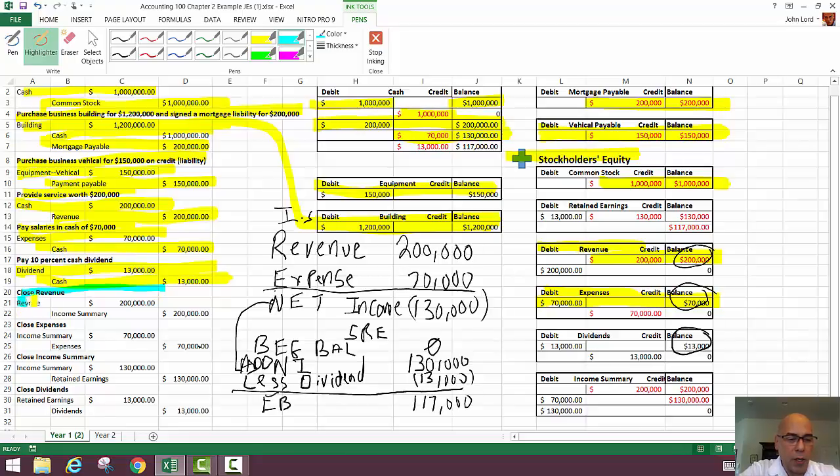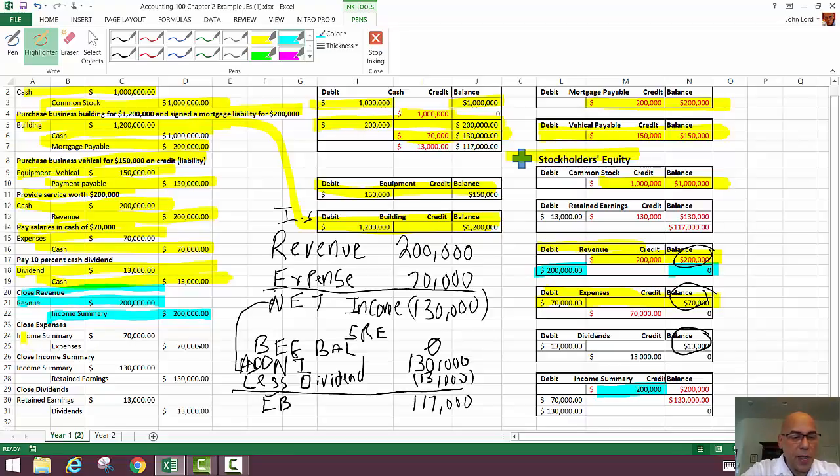I go ahead, I debit revenue for $200,000 since it had a balance of $200,000. Now it is closed. It's 0, right? I credit an account called income summary for $200,000. Income summary just sort of sits there and holds my closing entries, waiting for me to finish them. But by the end of the year, I'm also going to close out income summary because I keep track of my income by year as well. And I'm going to close it to retained earnings.